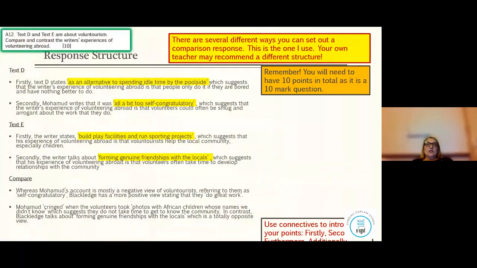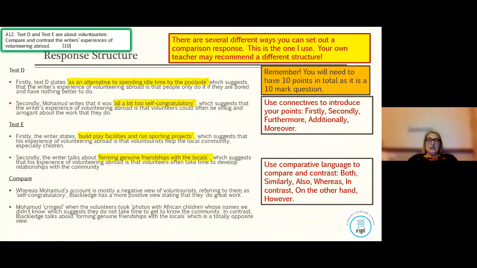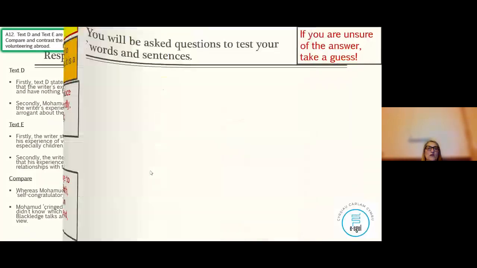And then here's our response structure then. So you need to have 10 points in total. It's a 10-mark question. I would encourage you to use connectives throughout. And I'd encourage you to use comparative language when you're doing the comparison section. So you would generally have 4 points from text D, perhaps 4 points from text E, 2 points to compare. Okay. Again, you're using the connective, evidence suggests, and then you're explaining. Okay, what does it mean? Okay, so that's the structure for the compare.